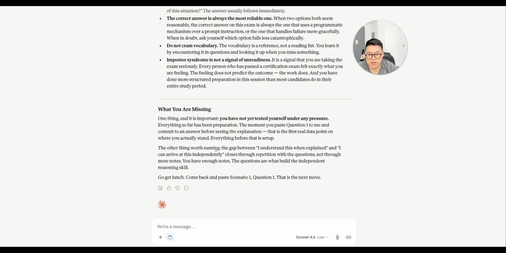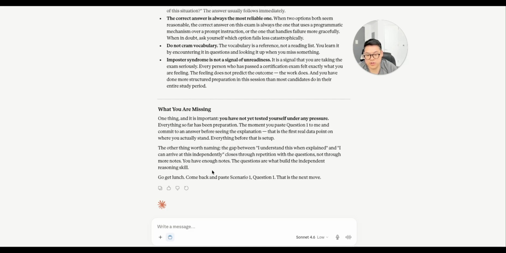What you are missing. One thing that is important is you have not tested yourself under any pressure. Everything so far has been preparation. The moment you paste question number 1 to me, commit to an answer before seeing the explanation. That is the first real data point on where you actually stand. Everything before this is setup.